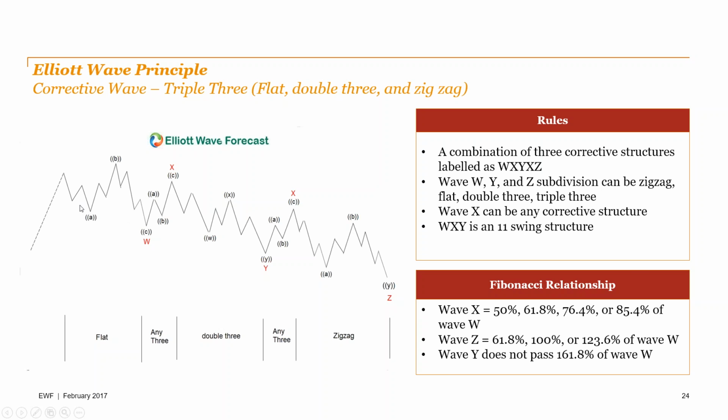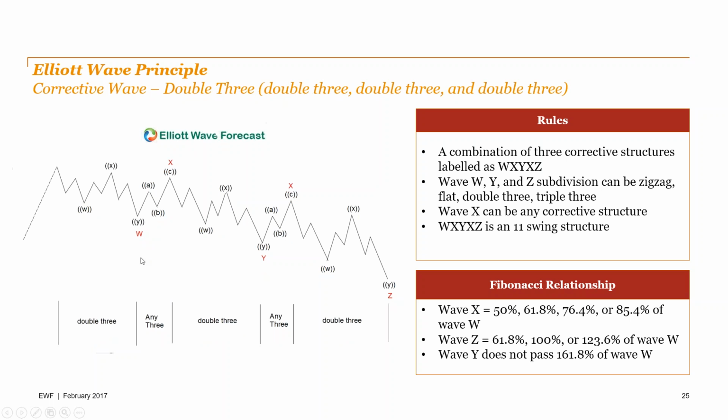We have a flat here, ABC flat, and then in the middle we have a double 3, another WXY. On the right side here we have ABC zigzag. So this is a combination of flat, double 3, zigzag. It can be any combination of 3 corrective structures, right? So it's very simple.